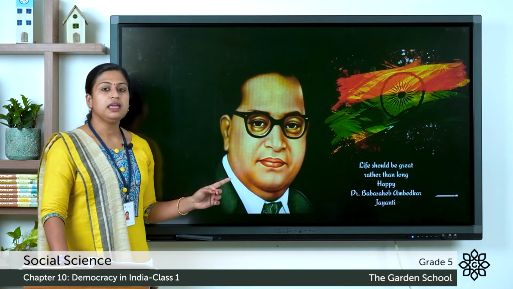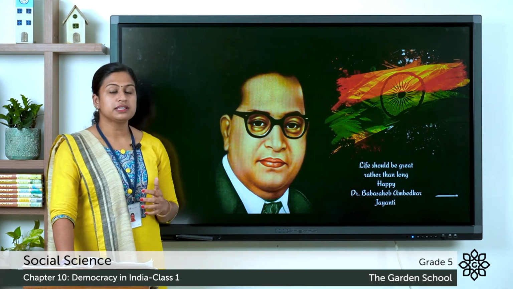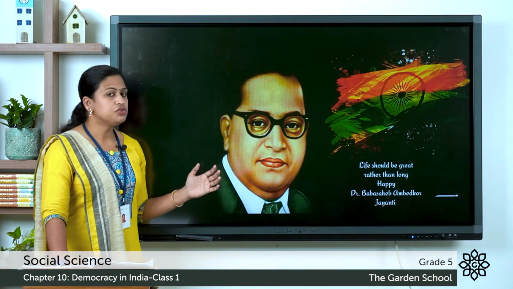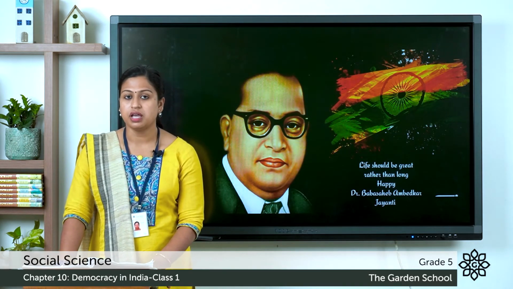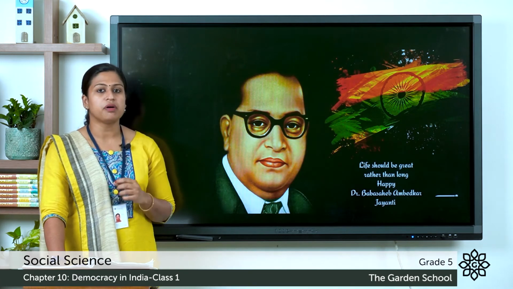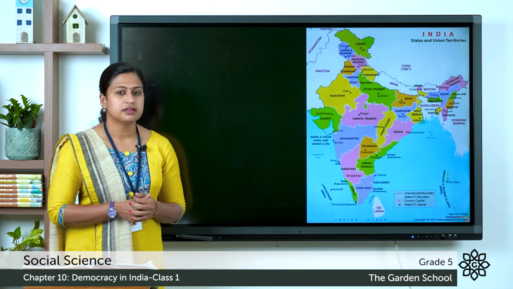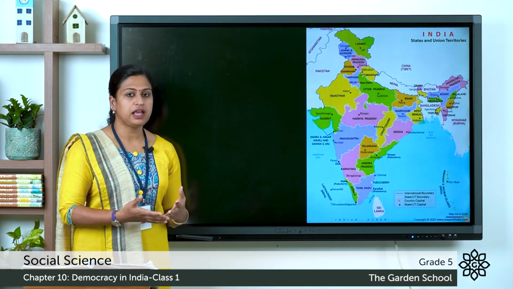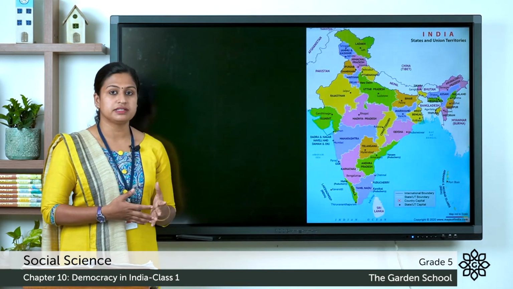Here you can see the picture of Dr. Baba Saheb Ambedkar. He is known as the father of the Indian Constitution because he was the chairman of the drafting committee of the Indian Constitution, and he wanted to remove inequality from our country. We know that India is a land of diversities. There are different states and different people. They speak different languages, follow different religions, and have many more differences.